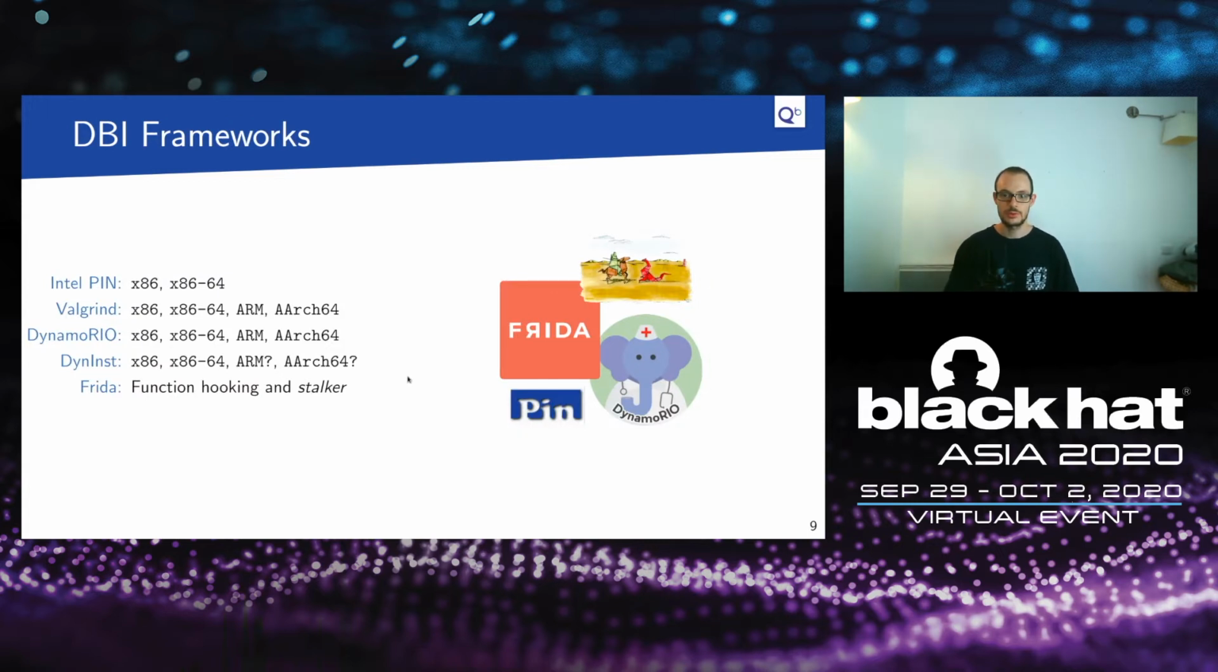There are different frameworks to do that. The first one is Intel Pin, which is quite well known now, and it works very well on x86 and x86-64. You may also have heard about Valgrind, which enables instrumenting code on ARM architectures, but I would say that the API is not very convenient if you want to select, for instance, a specific part of the program that you want to instrument. There are also DynamoRIO and DynInst, which I don't know if they really support ARM and ARM64, or at least the support is not very full.